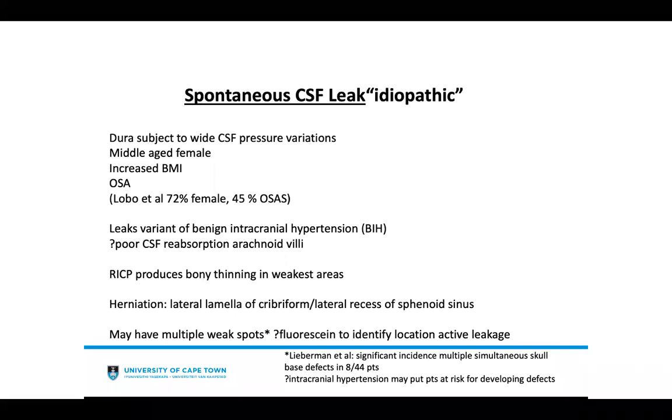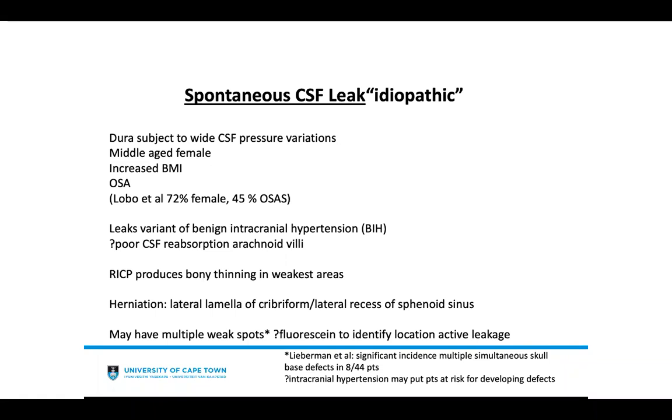There was a study done by Lober et al. that showed that in patients that had spontaneous CSF leaks, up to 72% were female, and 45% of them had OSA. So it's quite a strong association. And it's thought that these leaks are really variants of benign intracranial hypertension. It might be because in these patients, there's poor CSF reabsorption by your arachnoid villi.